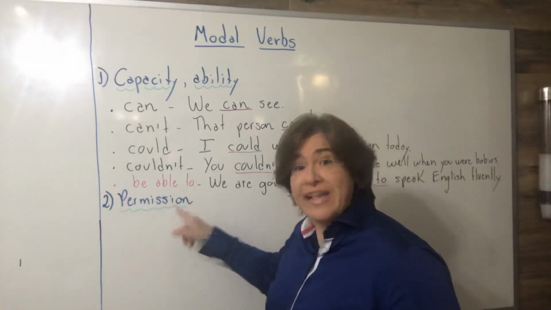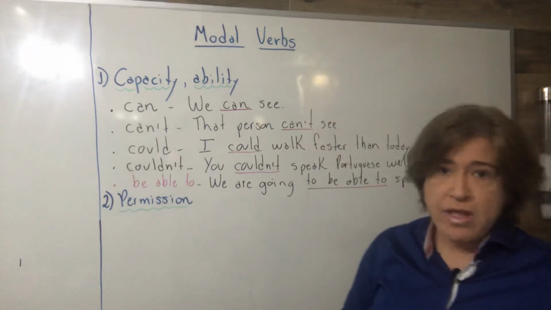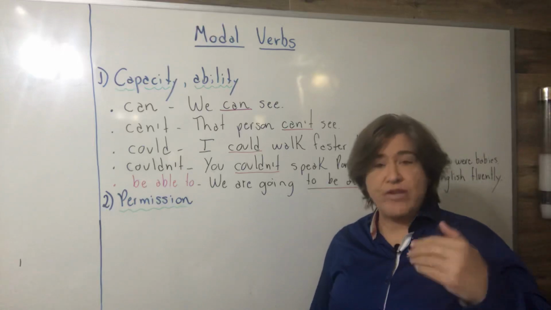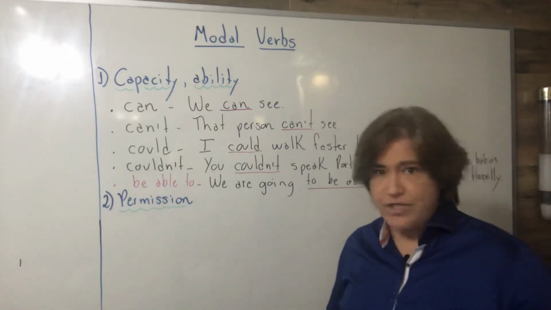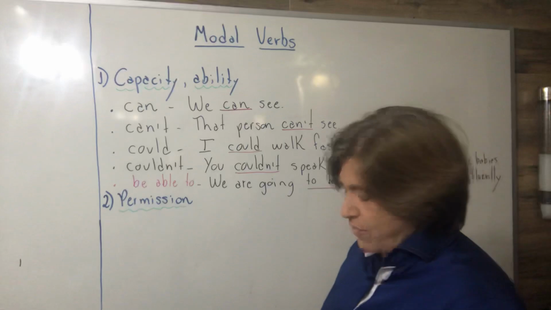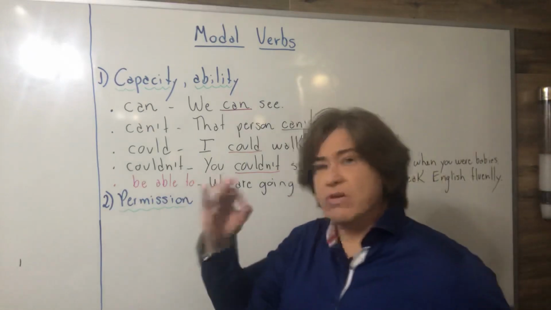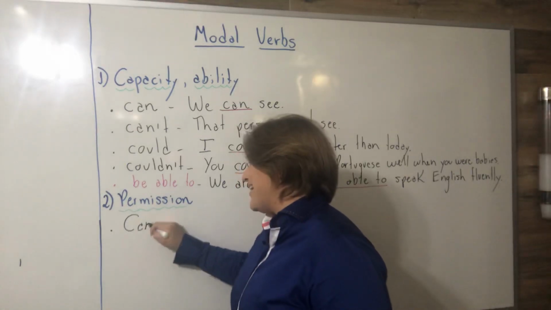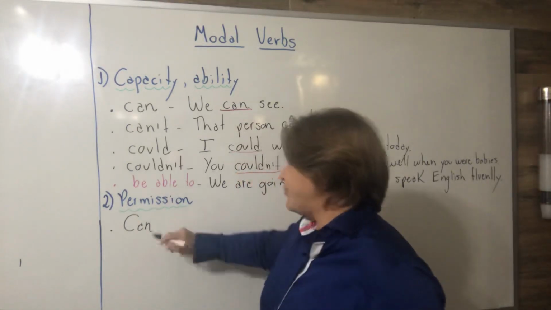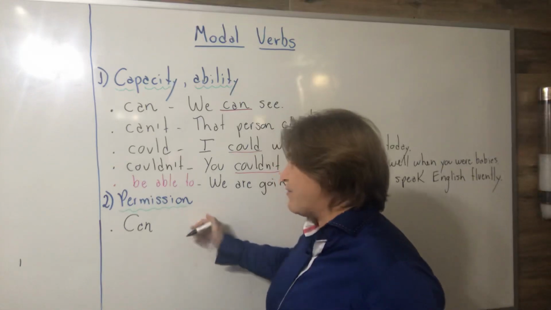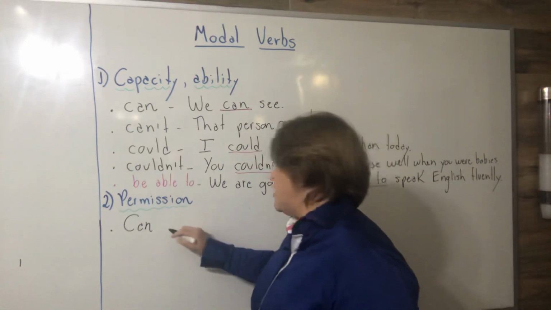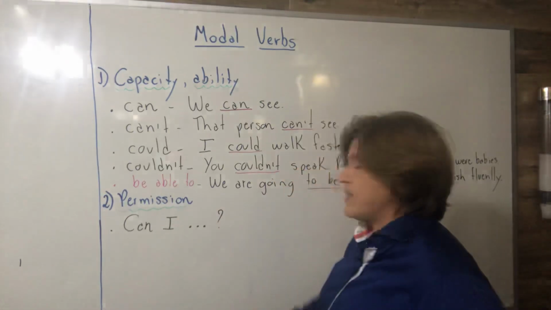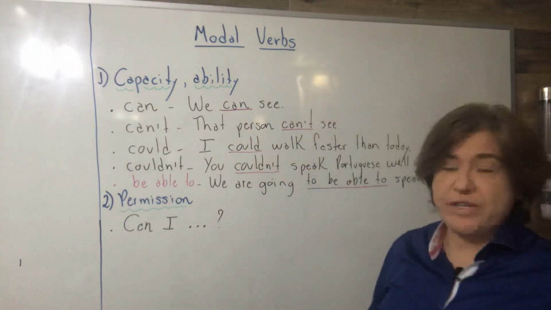Now, next category, permission. When we talk about permission, mostly it is used in questions when you are asking for permission. When you ask for permission, the first modal verb that you remember, I think, is can. So you are going to ask for permission. It's a question. Can I...? It's a question. So he's usually asking for permission.